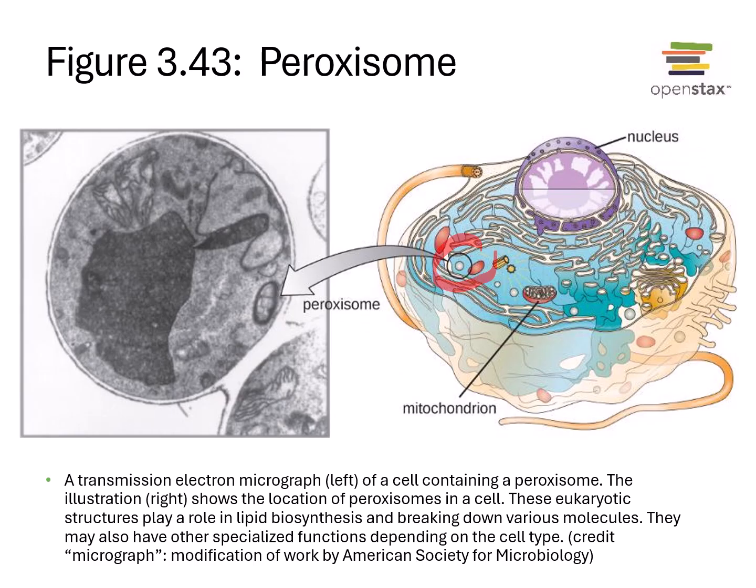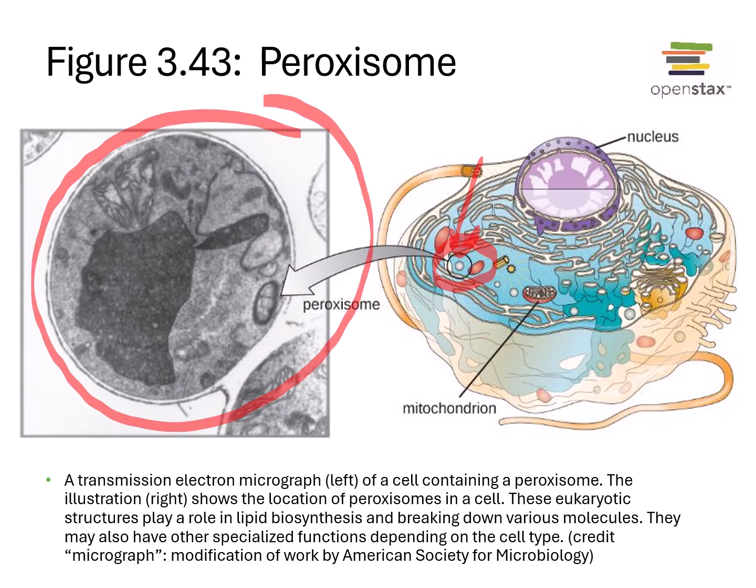Here is a peroxisome. It looks like a generic vesicle over here on the right. We can see another one here on the left, the electron micrograph. And in peroxisomes, we have catalase, which is involved in breaking down certain toxins. Peroxisomes can also be involved in lipid biosynthesis.